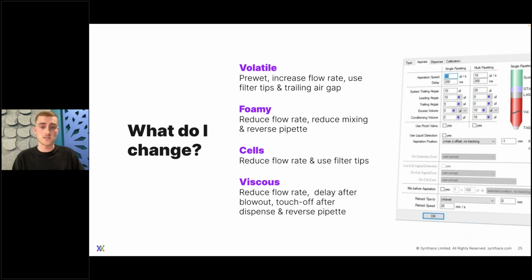And then finally, for viscous liquids, we'd almost certainly want to reduce the flow rate, have a slower blowout, and even touch off after dispensing to get all of that liquid off the tip. Viscous liquids are probably one of the trickiest, because we can get lower than expected transfers if we don't pause to allow that liquid to drip out the tip. But we also might dispense more than we intended if the liquid has adhered to the outside of the tip. So if we're planning to optimize our liquid class for a specific liquid or assay, this is a great starting point.